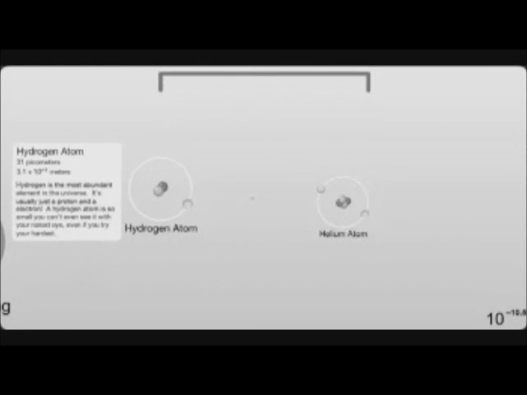Hydrogen atom. The hydrogen atom is the most abundant element in the universe. It's usually just a proton and an electron. A hydrogen atom is so small you can't even see it with your naked eye, even if you try your hardest.